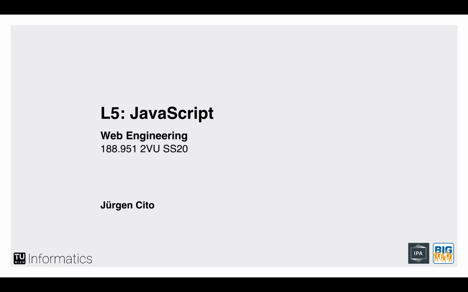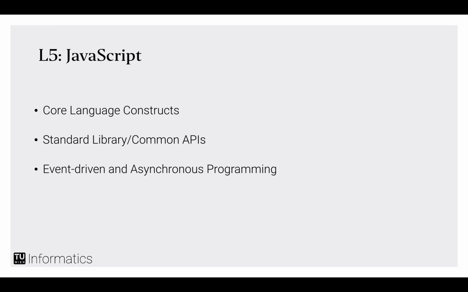Now we're going to talk about one very important component that is part of the experience of a website or a web application, namely introducing dynamic aspects or interactive aspects into your site or application. And as part of the lecture today, we're going to talk about three things. First, the core language constructs of the language JavaScript. Second, the common APIs and the standard library, so to speak, of interacting with JavaScript in the browser. And lastly, event-driven and asynchronous programming in the browser.